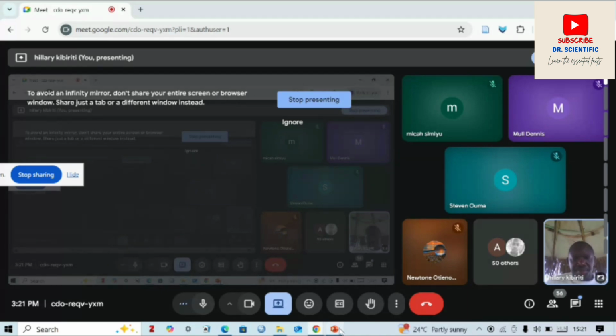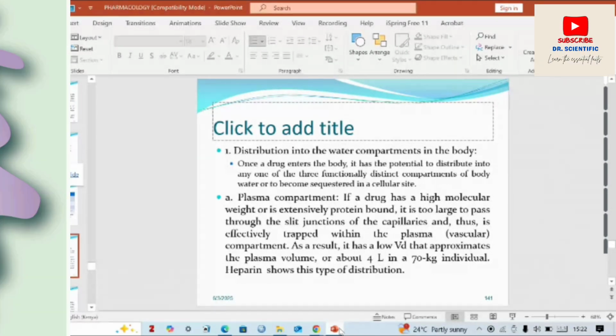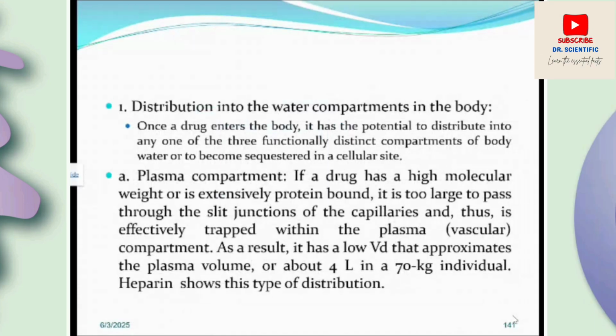Okay. Distribution into the water compartments in the body. That's just a general statement. So somebody to read through just for us to move through in passing.